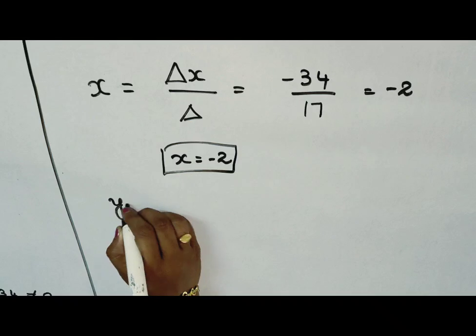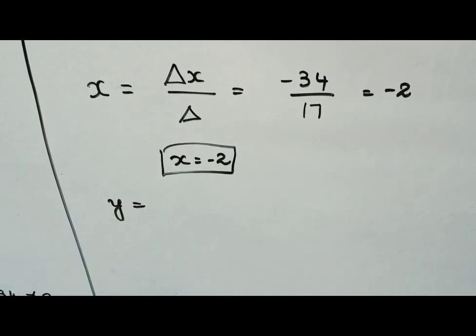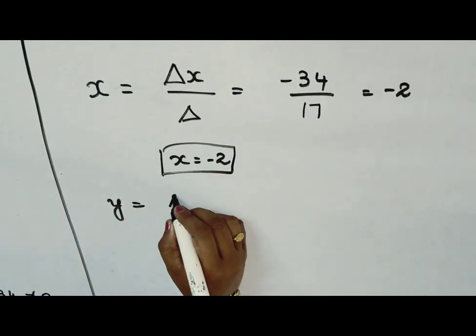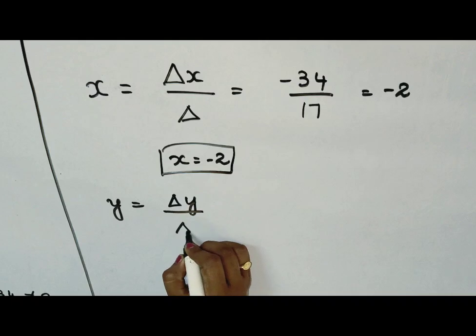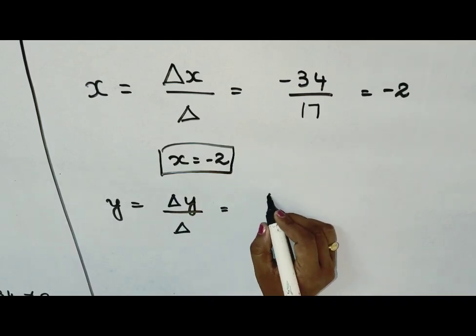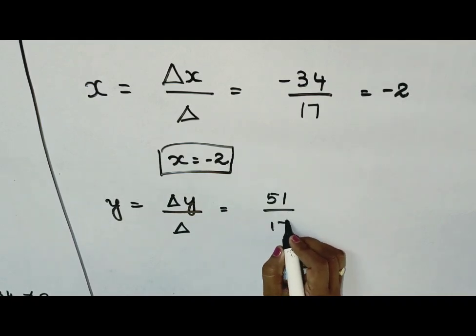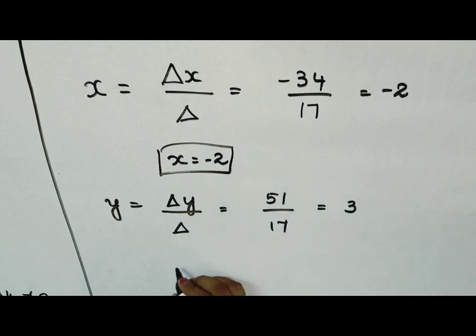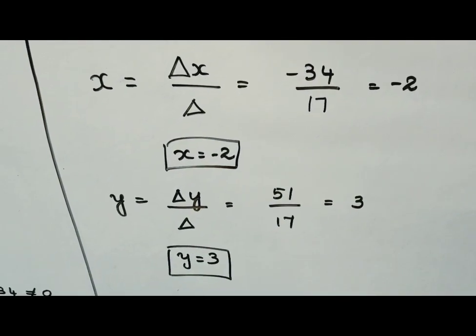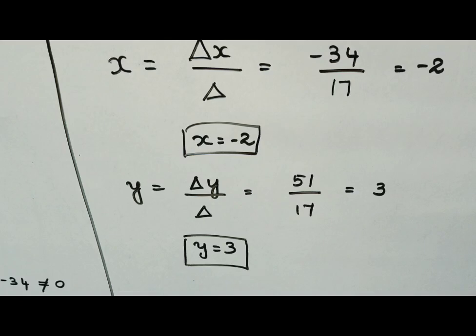In a similar format, we have to find the value of y. So, the y formula we can write as delta y by delta. What is the value of delta y? 51 divided by 17, which is nothing but 3. Therefore, the value of y is equal to 3. This is how we find the values of the variables using Cramer's rule.